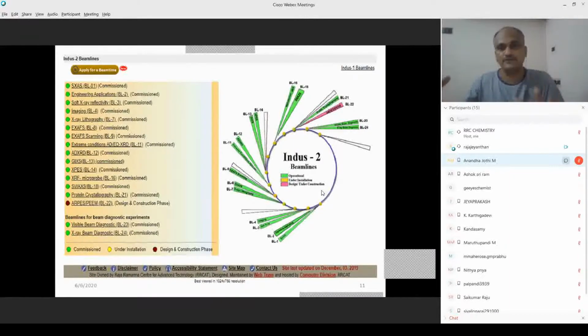So there are 24 experimental hatches. From this, we will have 24 beam lines. These beam lines are unique, and each beam line is used for a separate technique. We can see one by one.